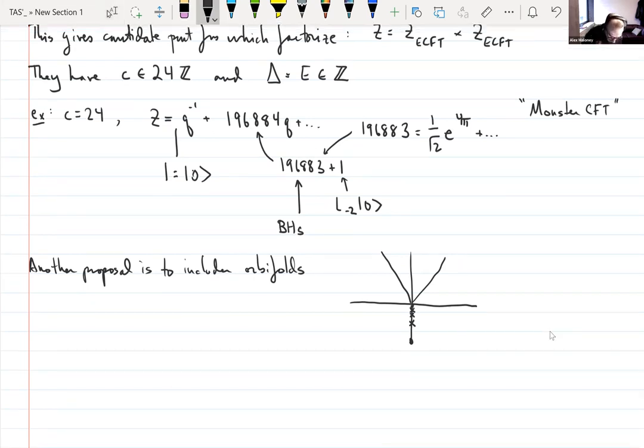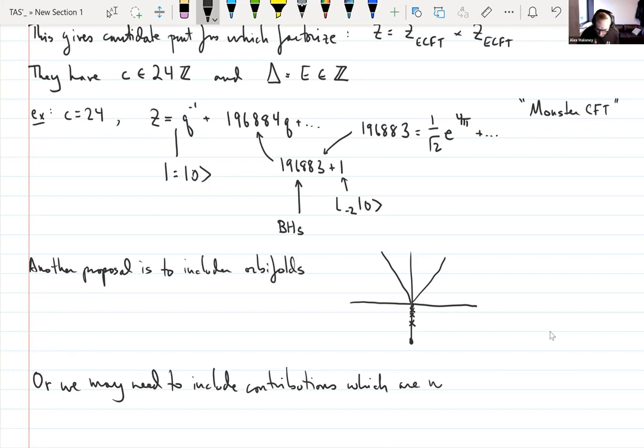But a final proposal would be to include geometries, that is to say, contributions to the path integral, which are far from classical solutions, in particular, which are not connected smoothly to solutions of the equations of motion. So this was discussed, for example, in a paper last year by Maxfield and Turiaci.